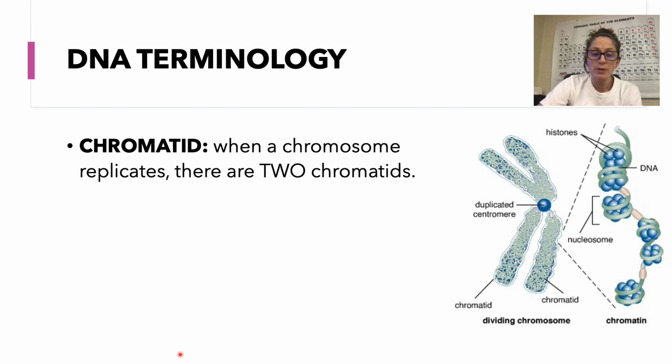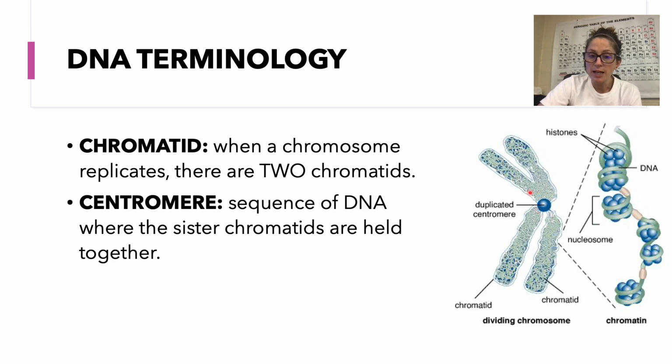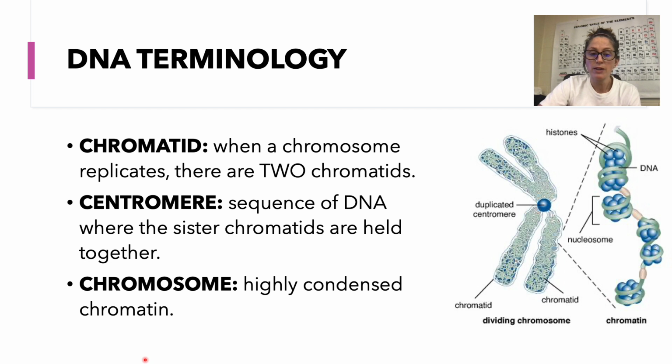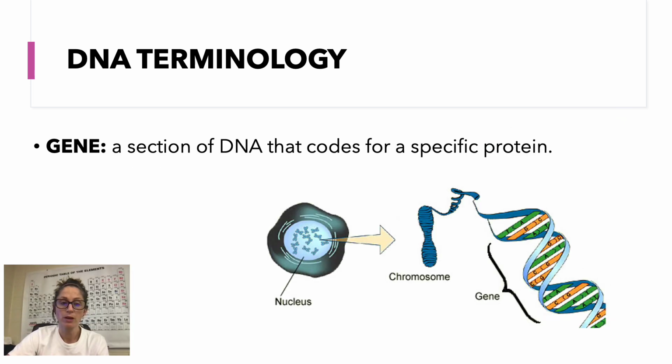We have the sister chromatids that are connected at a specific sequence of DNA, and that is called a centromere. And then lastly, the chromosome is the highly condensed chromatin. So chromatin would be loosely wrapped, like here. And then a chromosome is where it's going to be super, super condensed. The last definition, the last slide that we have, is a gene.